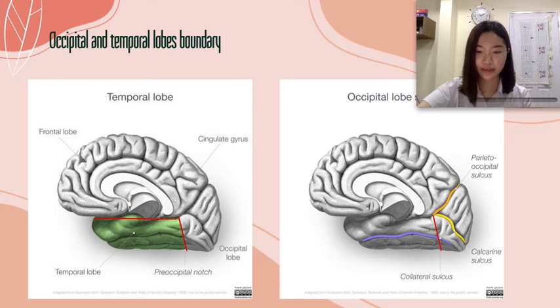Okay, so for the next one, the temporal lobe is divided by the collateral sulcus and part of the parietal occipitalis, which is the horizontal red line, but the vertical red line is called the imaginary line and is from the preoccipital notch. And next, the occipital lobe is divided by the parietal occipital sulcus in orange and the imaginary line in red, which is from the preoccipital notch.